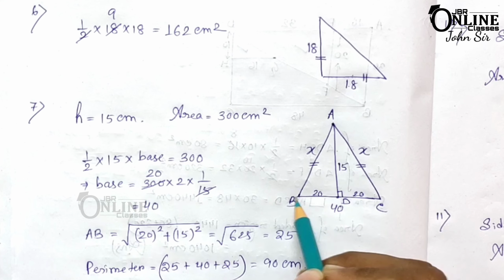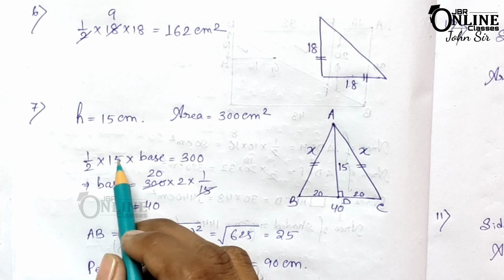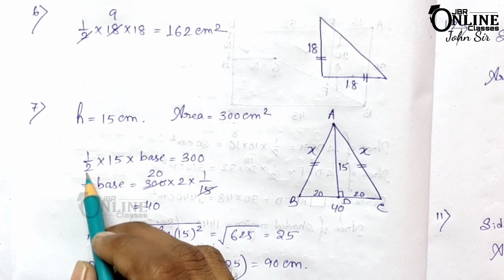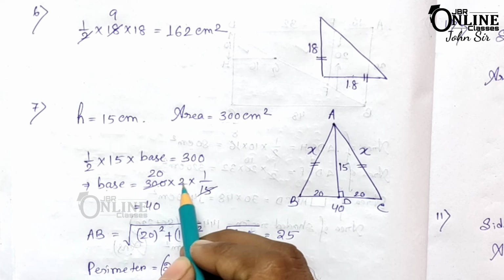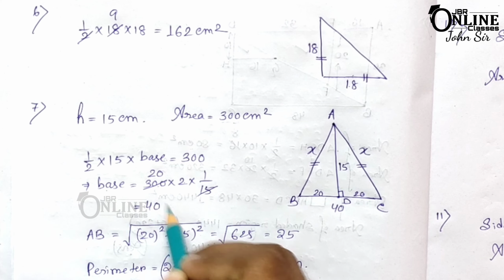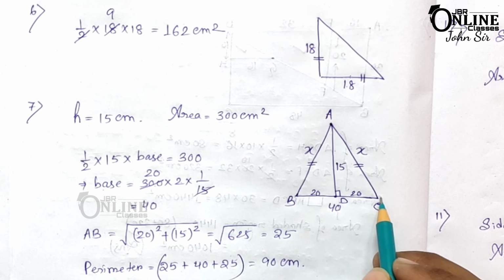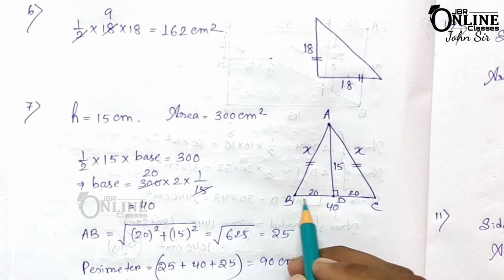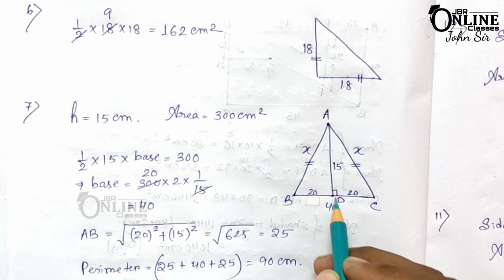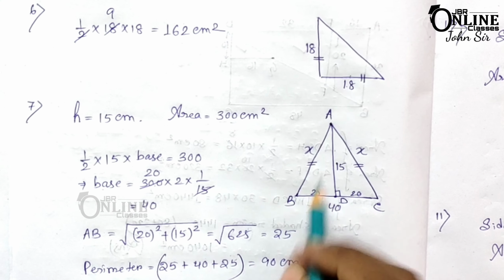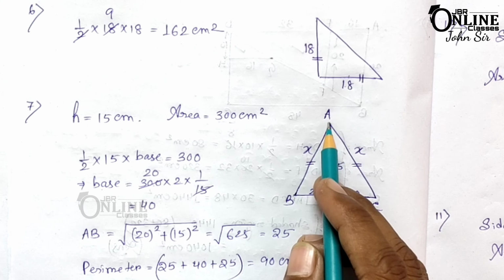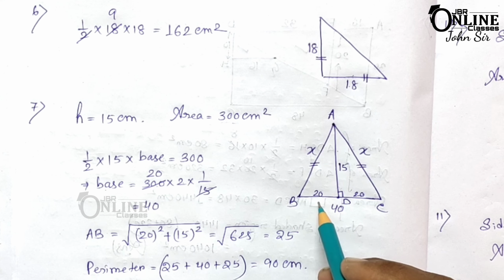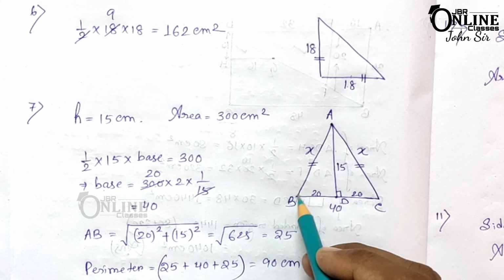Now as BC is the base, half into height into base equals 300 centimeter square. So here base equals 300 into 2 into 1 by 15, that becomes 40. So here BC equals 40 and D is the midpoint, as I said before. That means here BD equals 20, DC equals also 20. Now in this triangle ABD, it is a right angle triangle. So now you have to find out the value of AB.